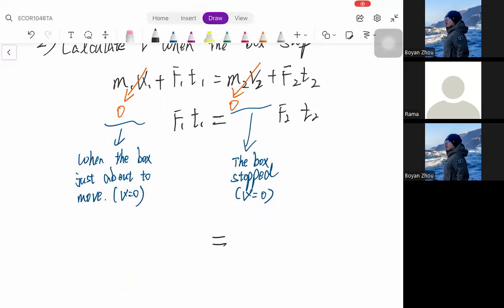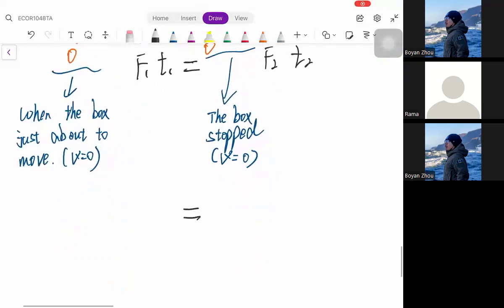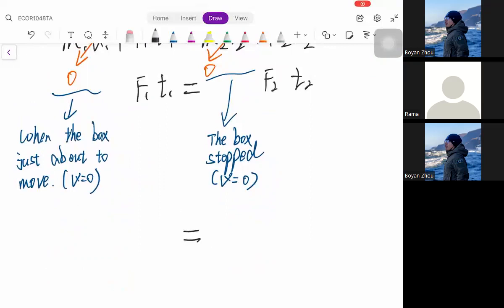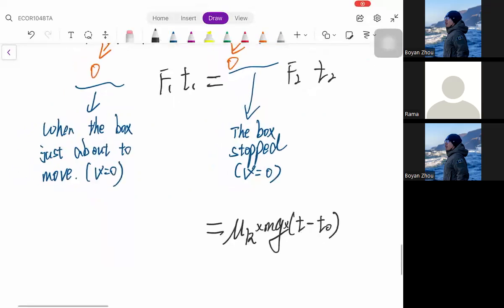So let's do the right-hand side first, it's easier. For the right-hand side, the force is going to be the friction, which is always applying to the whole system. So that is the kinetic friction coefficient times the weight or the gravity of this box times the time, t minus t0.